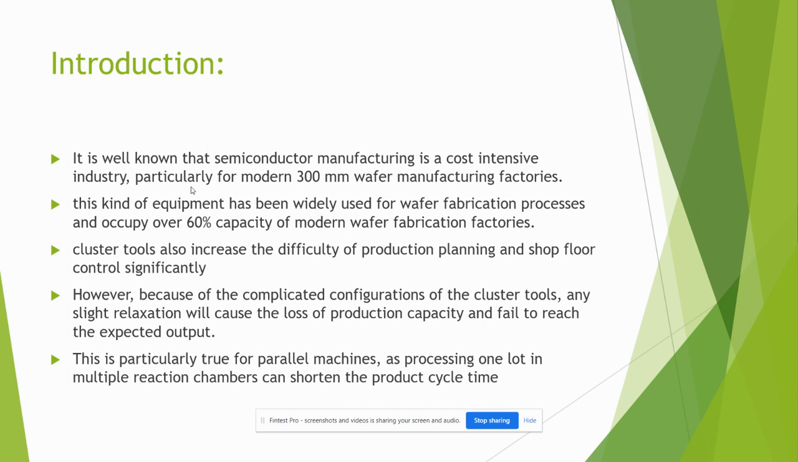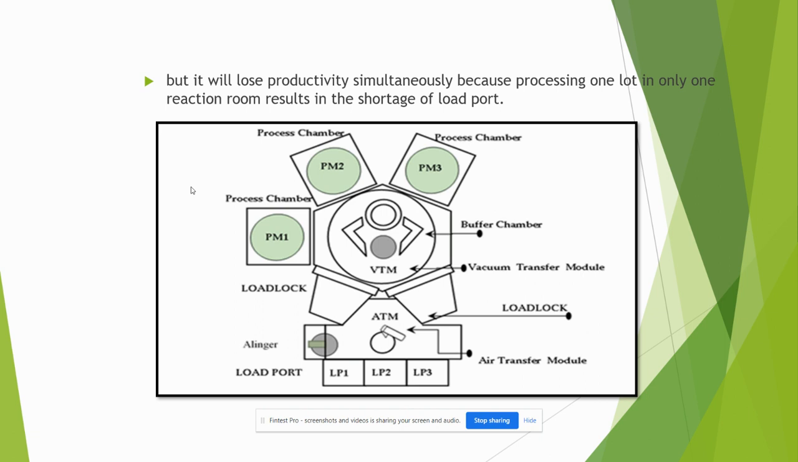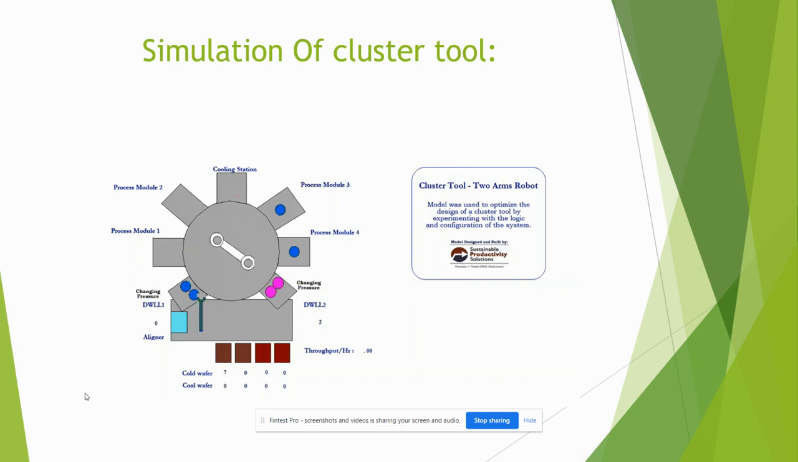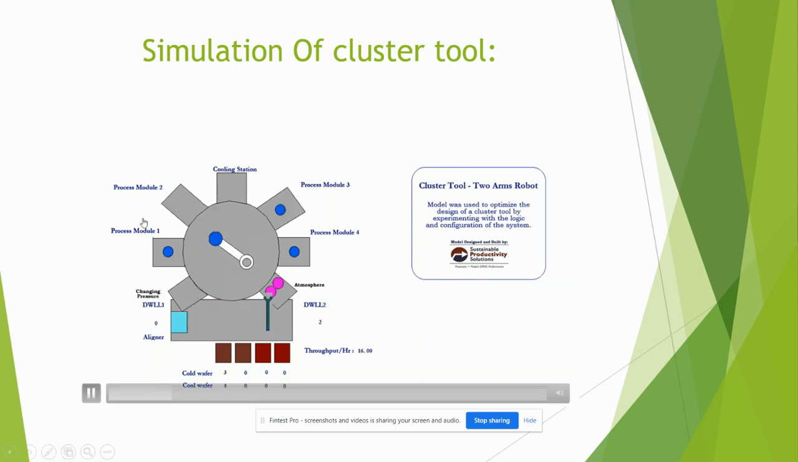This is particularly true for parallel machines, as processing one lot in multiple reaction chambers can shorten product cycle time. But it loses productivity simultaneously, because processing one lot in only a few reaction chambers results in a shortage of load ports. This is the diagram of the simulation of cluster tools. How it works: the diagram shows the cluster tools simulation. These are the multiple chambers and load ports, and the process circulates.